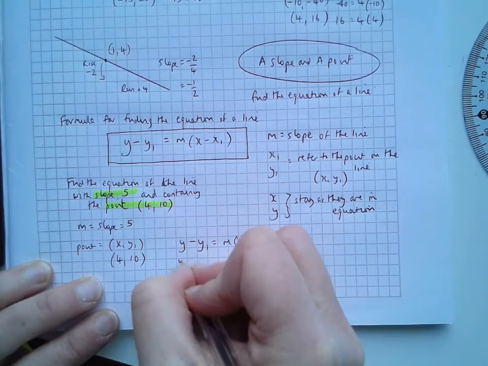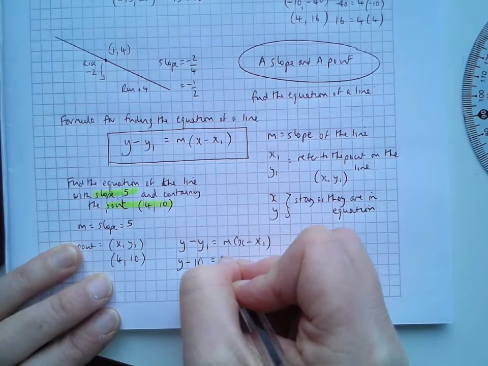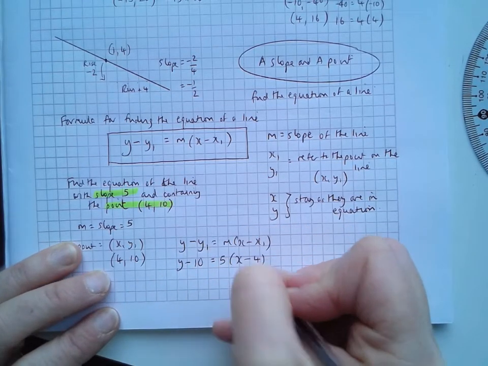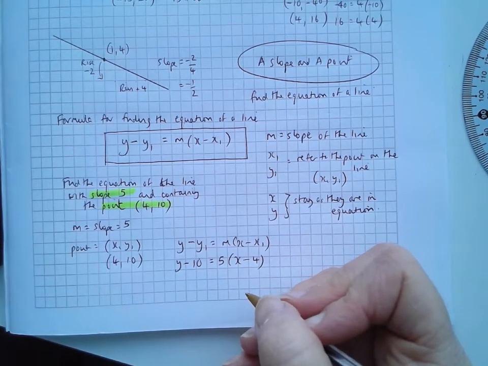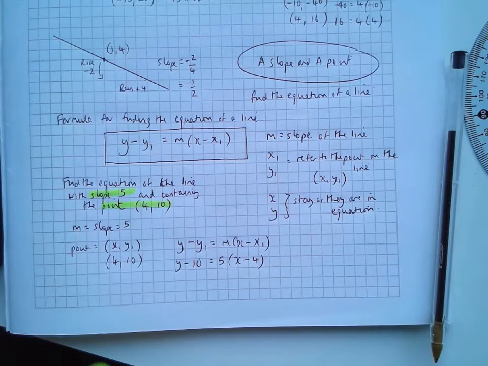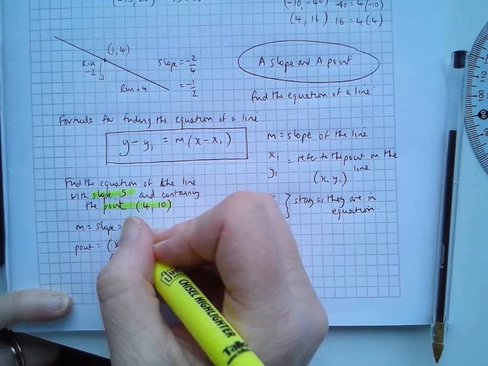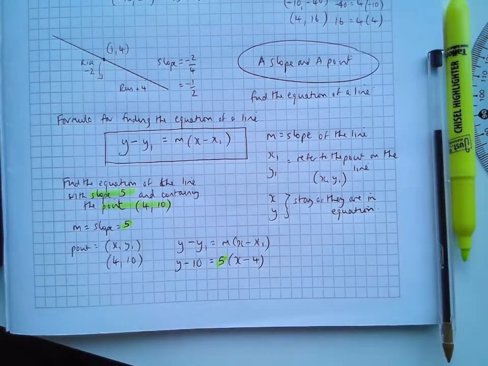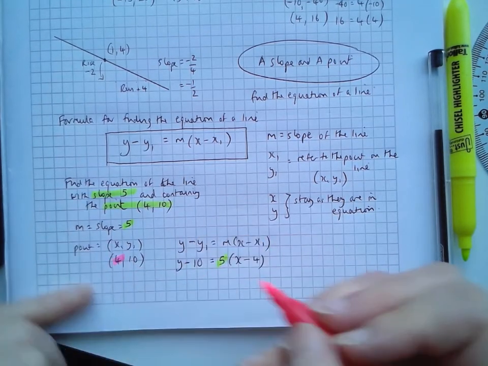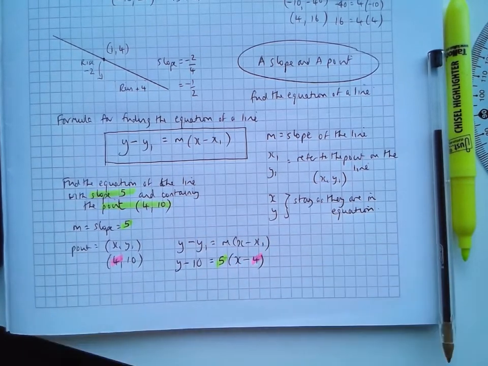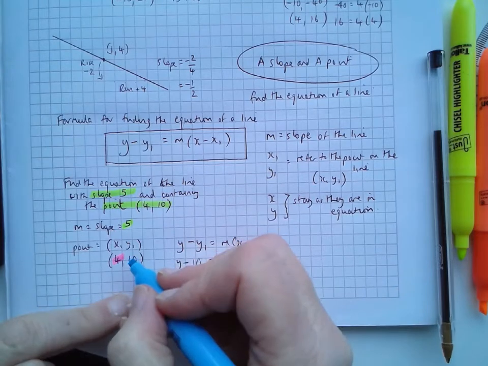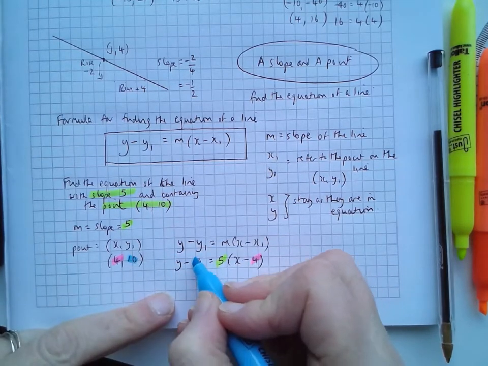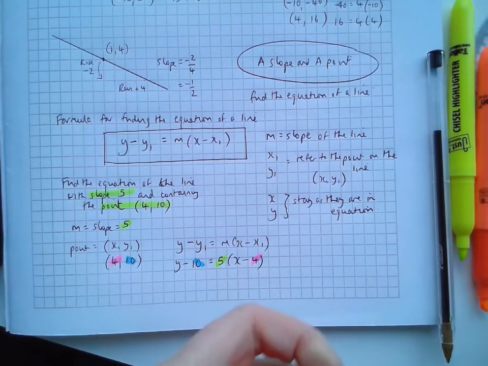So y minus 10 is equal to 5 by x minus 4. Okay, can you see where those all came from? Here's my slope. It's ended up here. Here's my x1. It's ended up here. And here's my y1. And it's ended up here. And the x and the y just stay the same.